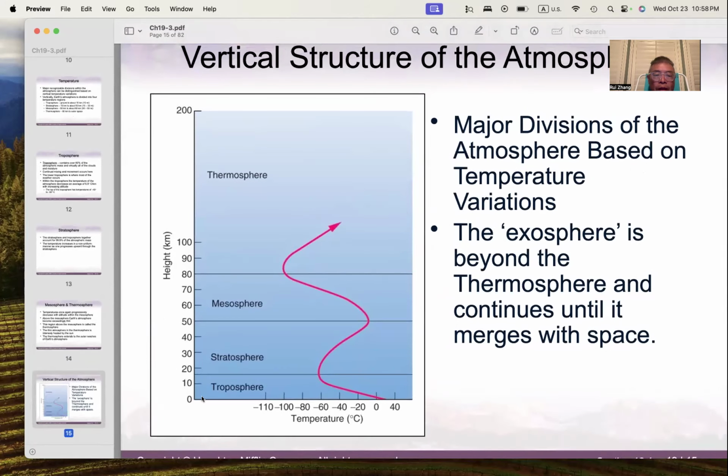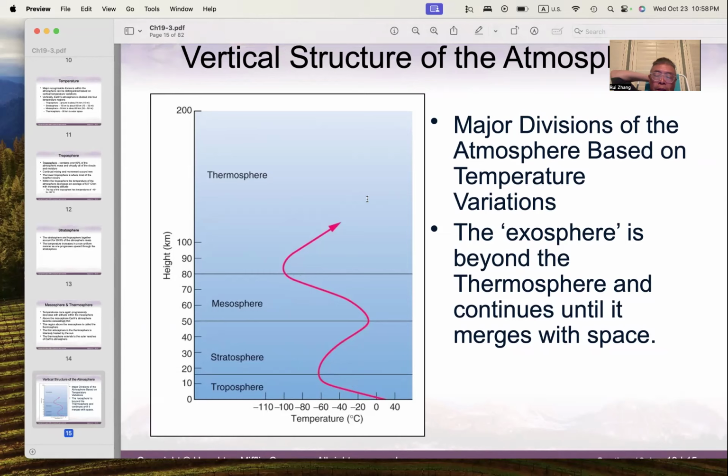This graph gives you the height of each layer. The troposphere is at the bottom, and this is the height from the surface of the Earth. As you see here, the way they divide them is such that the temperature in the troposphere goes down as height increases. Then in the stratosphere, as you increase the height, temperature goes up. Then in the mesosphere it goes down again, and in the thermosphere it goes up again.